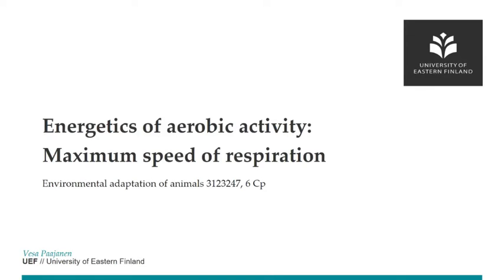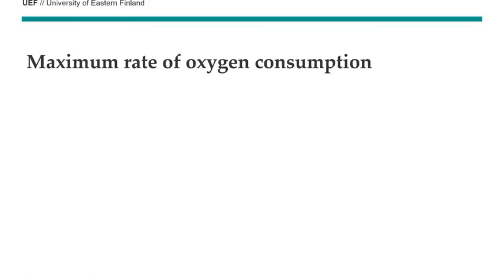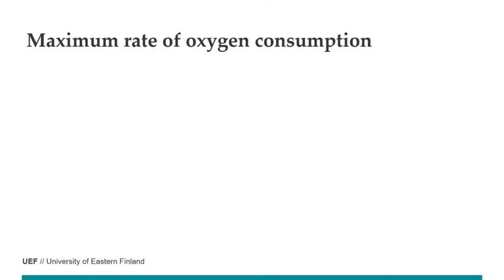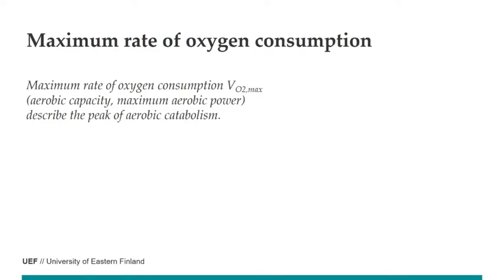So far, we have learned that the way of travel, the speed of travel, and your body mass all affect energy consumption. And whether you are flying or running or swimming, there is always a maximum speed that you can do with your aerobic metabolism. This maximum rate of oxygen consumption gives you the peak of aerobic catabolism. If you try to go faster, then you are relying on glycolysis, and you can do it only for a short time.